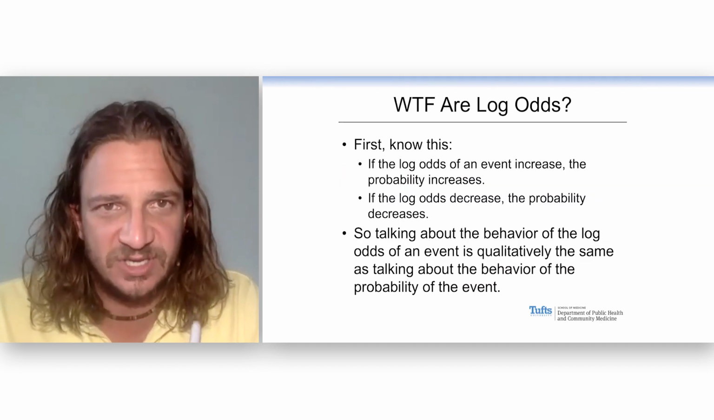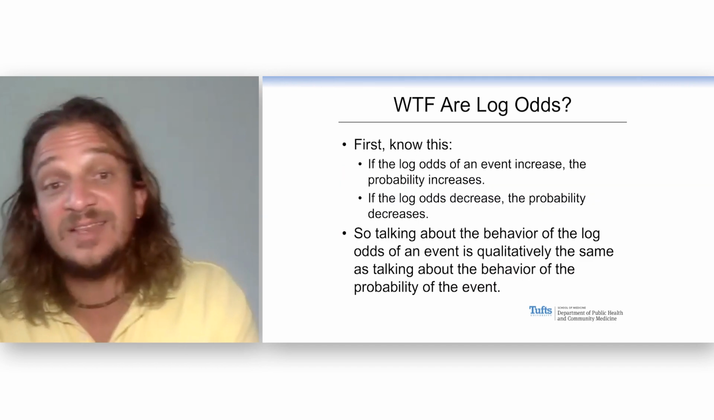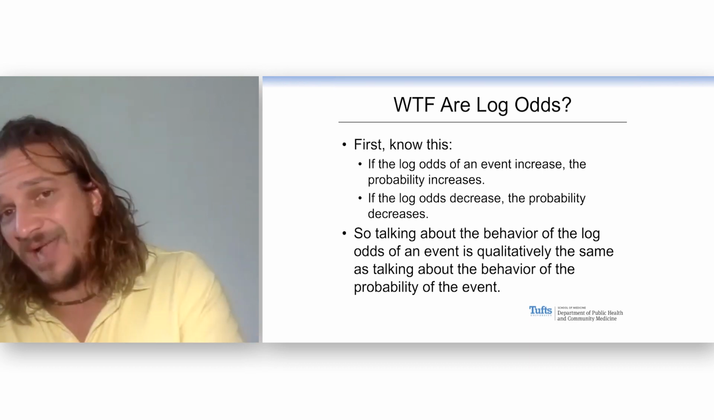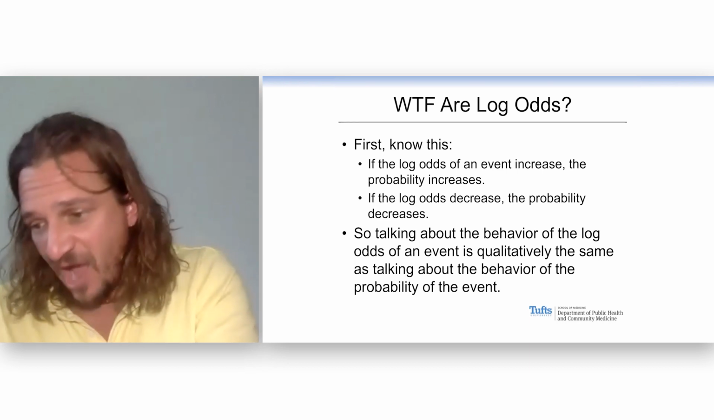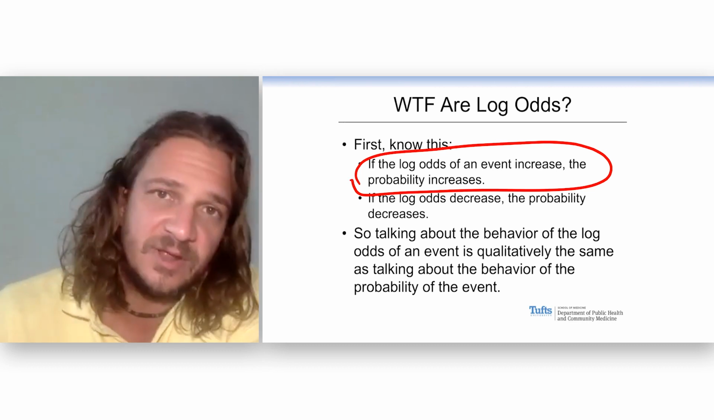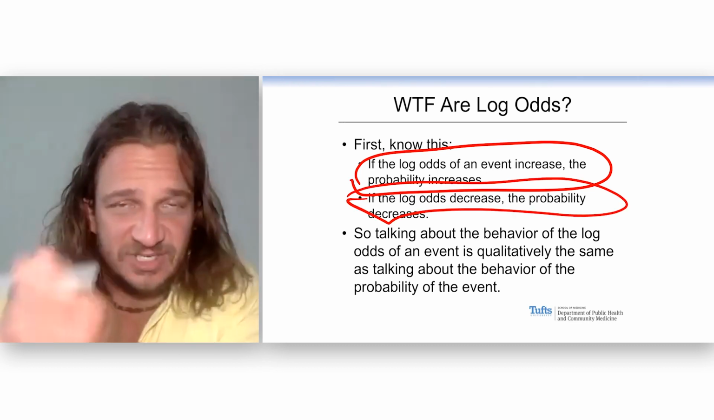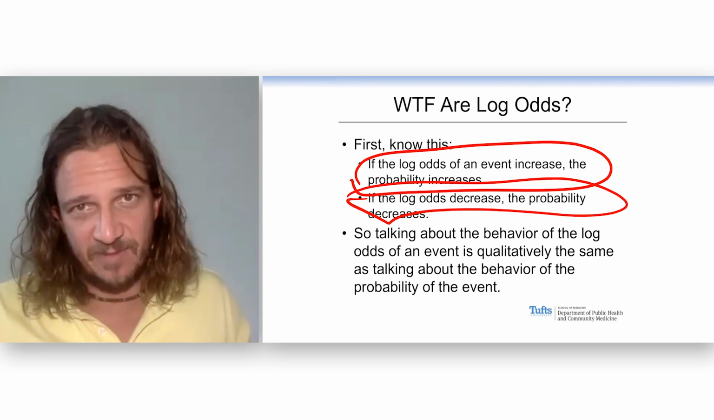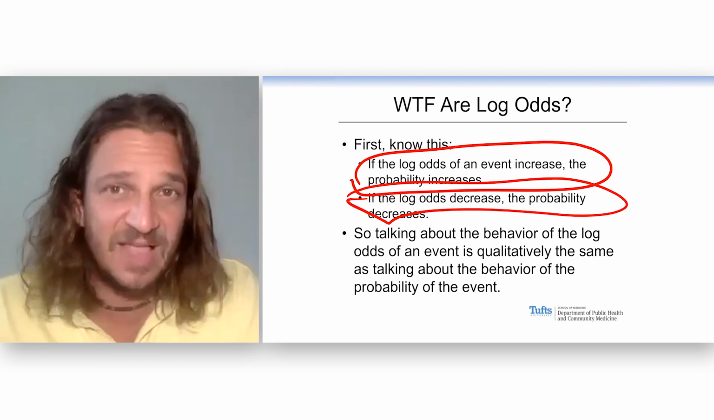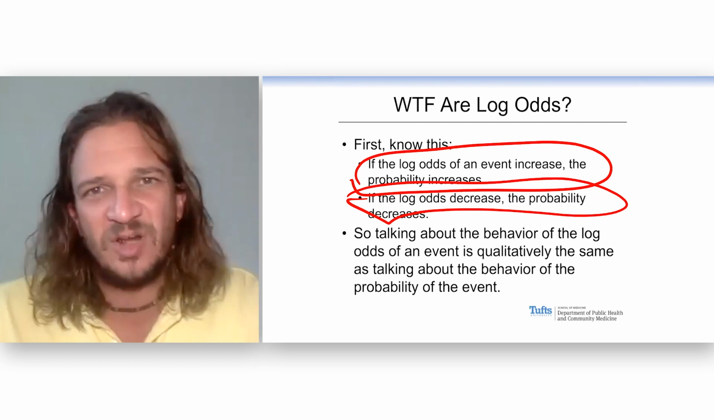Well, know this first. Qualitatively speaking, talking about the log odds is like talking about probability. If the odds go up, the probability goes up. If the odds go down, the probability goes down. If something doesn't change, the log odds stays the same. So we can think about predicting this thing as like predicting probability. Odds are a little bit different.